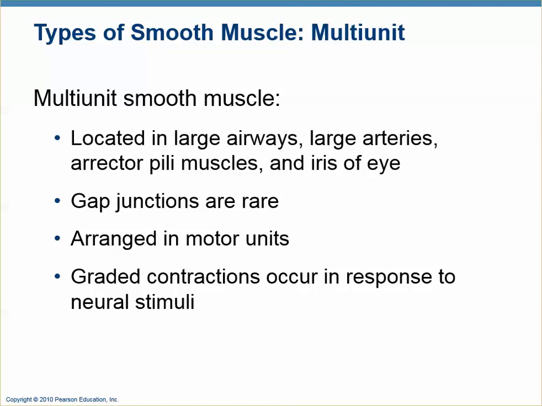There tends to be motor units, the same as skeletal muscle. They don't communicate through gap junctions. And that is it for smooth muscle. The rest of these slides are all about either the developmental aspects or some of the things that can go wrong with muscle, and so that's a topic for pathology.